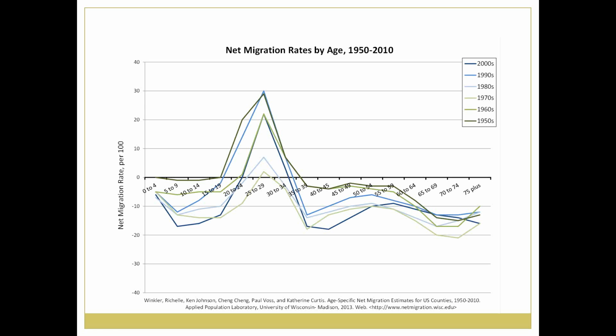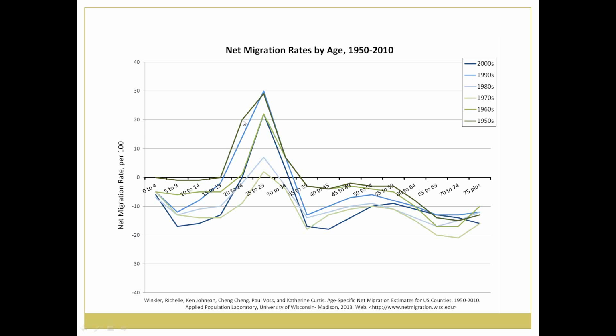So what this chart shows is net migration patterns by age for each decade from the 1950s through 2010. And age refers to the age at the end of the decade. We have the youngest ages at the left and the oldest ages at the right. The solid zero line in the middle represents the break-even point. Everything above this line is net in-migration, and everything below is net out-migration. These are rates shown, and they're per 100 individuals in the expected population.